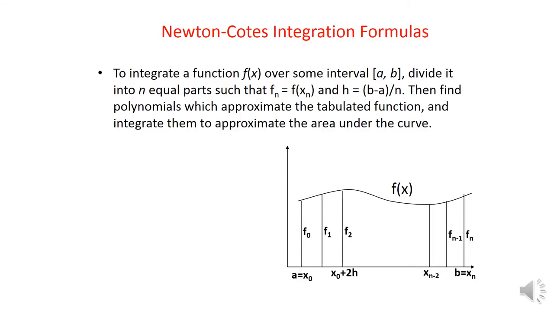To integrate a function f(x) over some interval a to b, where a and b are included, divide it into n equal parts such that fn is equal to f(xn) and h is equal to (b minus a) upon n. This we have seen in this figure also, the 10 parts we have taken, and fn is equal to f(xn), h is (b minus a) upon n, n is the number of parts. Then find a polynomial which approximates the tabulated function and integrate it to approximate the area under the curve.